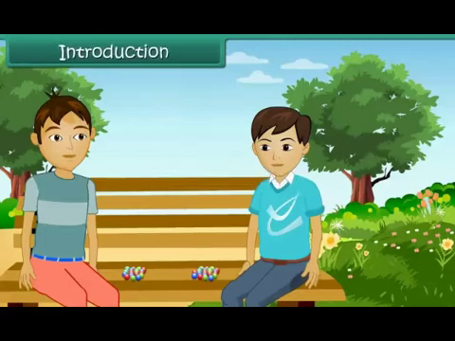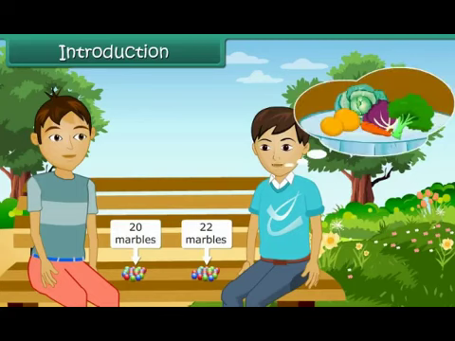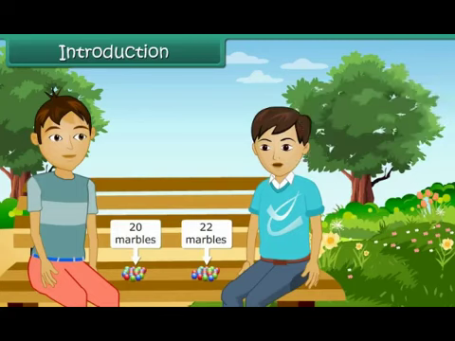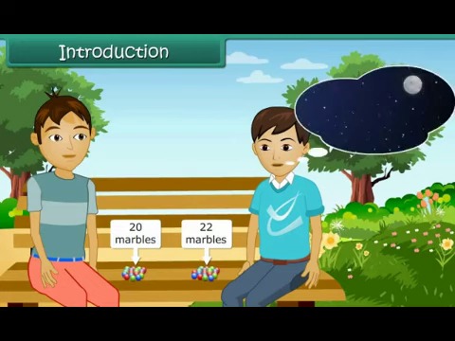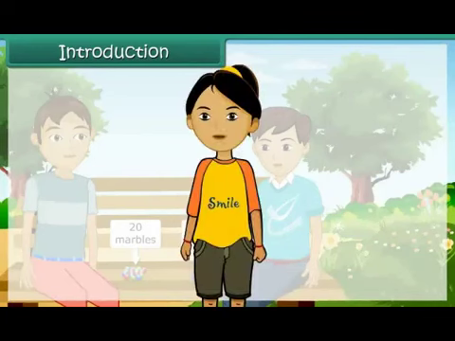Introduction. I have 20 marbles. I have 22 marbles. Wow, I have more than you. We can count the things around us like vegetables, cars, etc. Certain things cannot be counted like stars in the sky, hair on our head, etc. Mathematically, you are talking about whole numbers. Let us learn about whole numbers in this lesson.